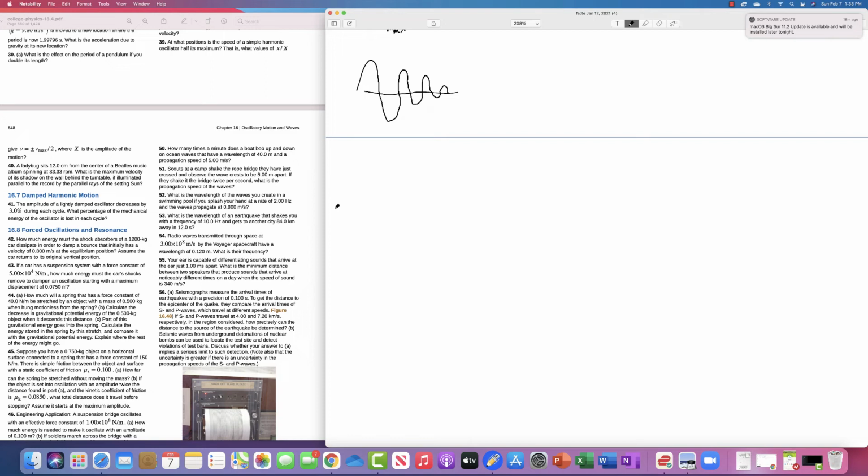So the question says, the amplitude of a slightly damped oscillator decreases by 3%. So in this case, the change here is 3% less. And the question is, what percentage of the mechanical energy of the oscillator is lost with each cycle? So if this amplitude is decreased by 3% at each point, how much effect does that have on the energy?